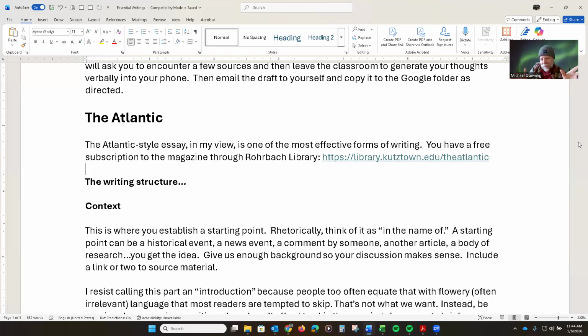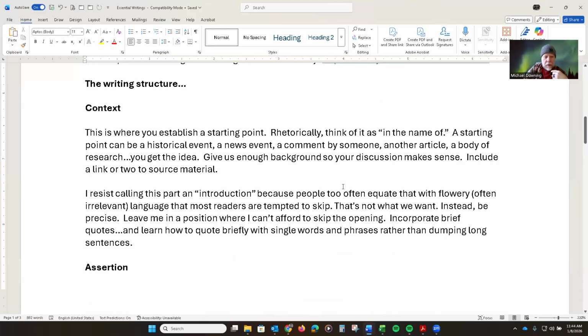Right. I think you're understanding what I'm saying. Now, what is the structure of the essay? Typically, if we look at these Atlantic essays, initially there is what's known as context. This is where you establish a starting point.